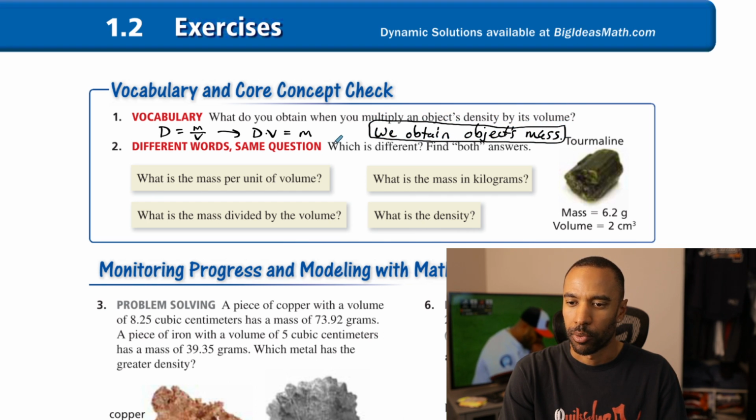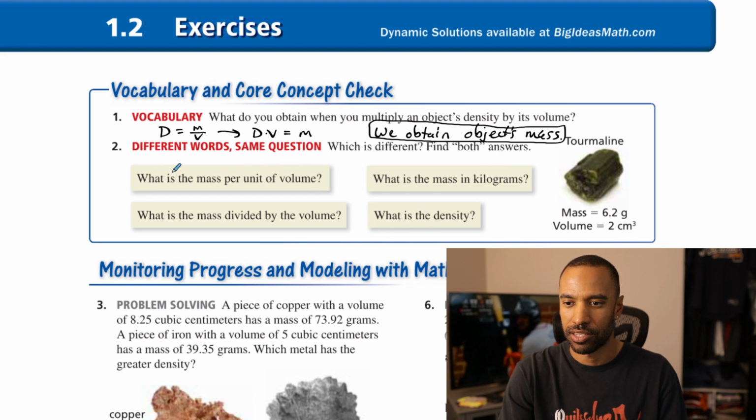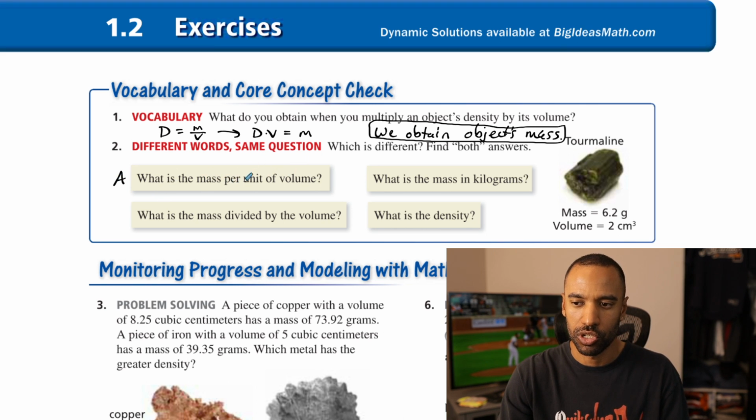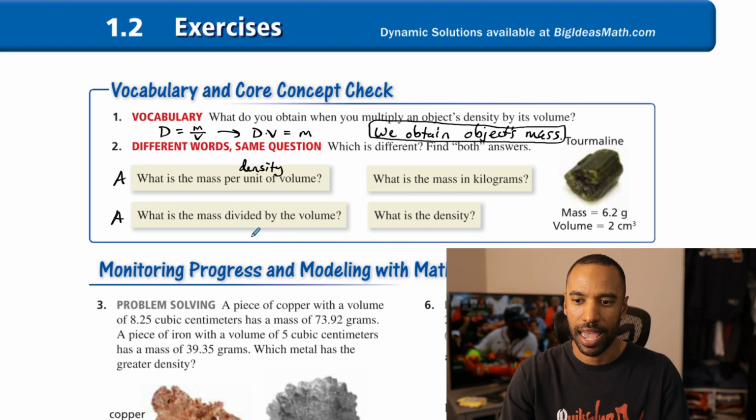Okay, number 1. Number 2, which is different? Find both answers. What is the mass per unit of volume? I'll mark that as an A, since mass per volume is a measure of density, so that's a density question. Let's look at this one. What's the mass divided by the volume? That's also a part A with regard to density.